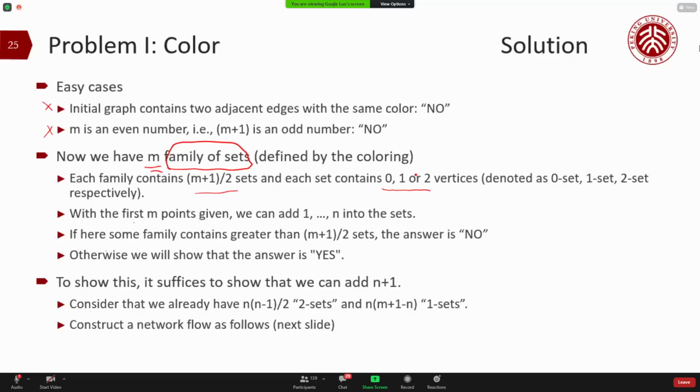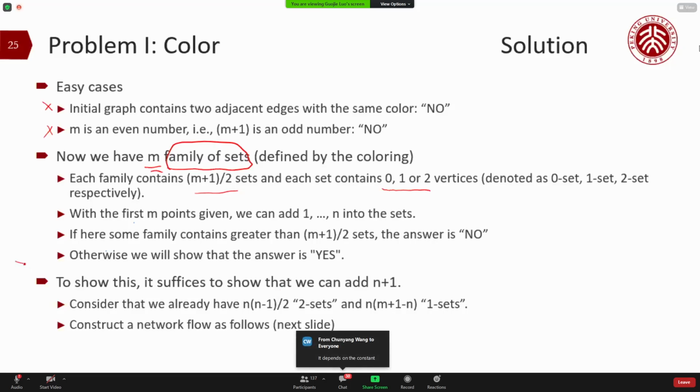And with the first m points given, we can add 1 to m to n vertices into the sets. So if some family contains more than this many sets, then we can output no. Otherwise, we can just print the answer yes. So if we perform a check to see whether it is possible or not, then we can stop here.